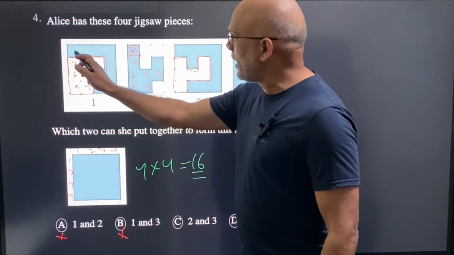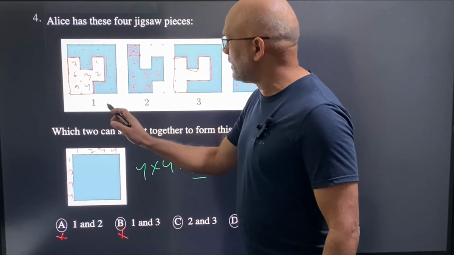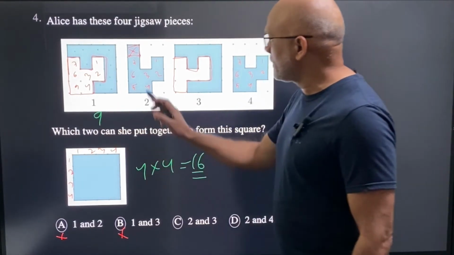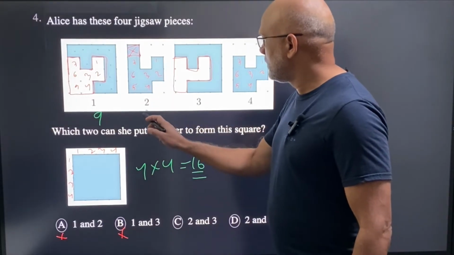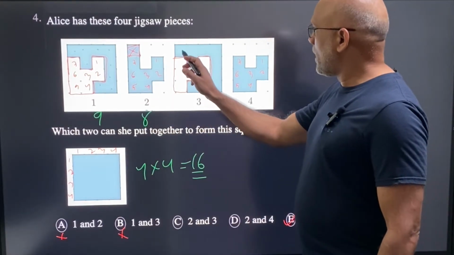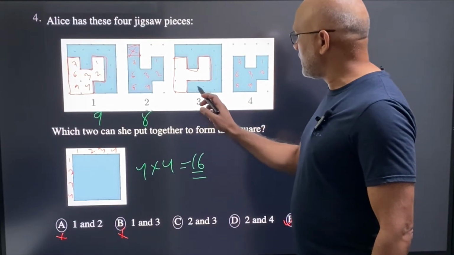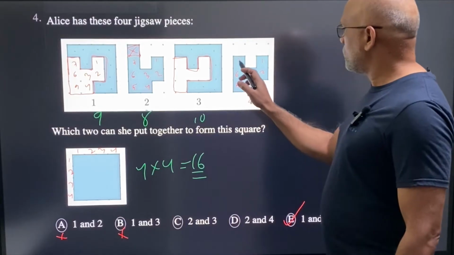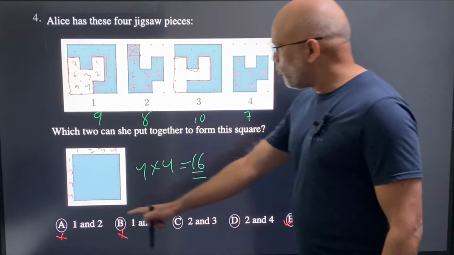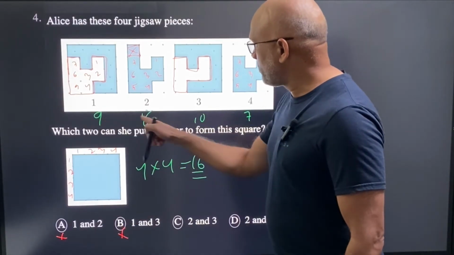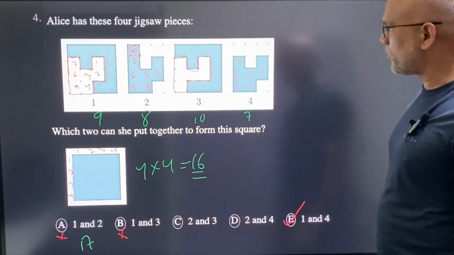So this is 1, 2, 3, 4, 5, 6, 7, 8, 9. So this has 9 smaller squares. This is 1, 2, 3, 4, 5, 6, 7, 8. This is 8. This is 1, 2, 3, 4, 5, 6, 7, 8, 9, 10. This is 10. This is 1, 2, 3, 4, 5, 6, 7. This is 7. Right? So 1 and 2, 9 plus 8 is 17. So this is 17 total. So definitely that will not work.